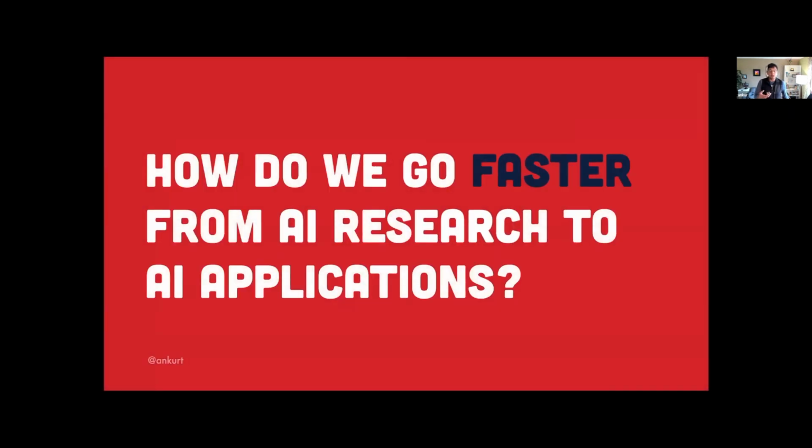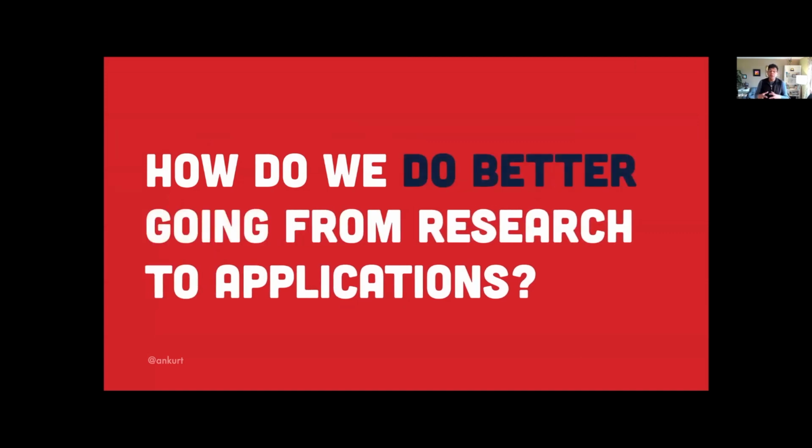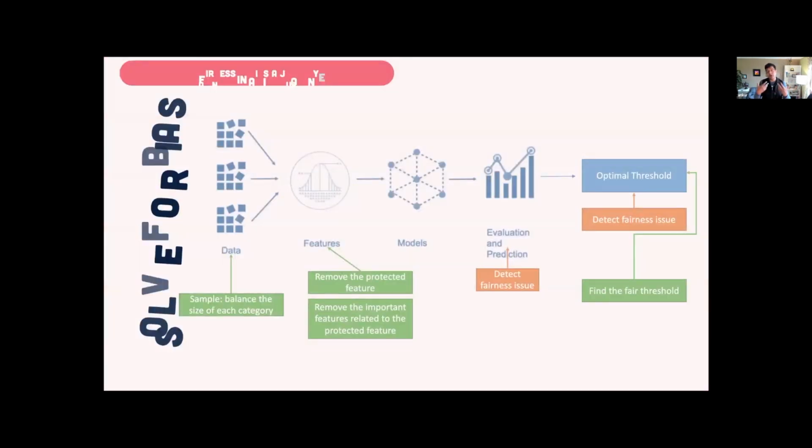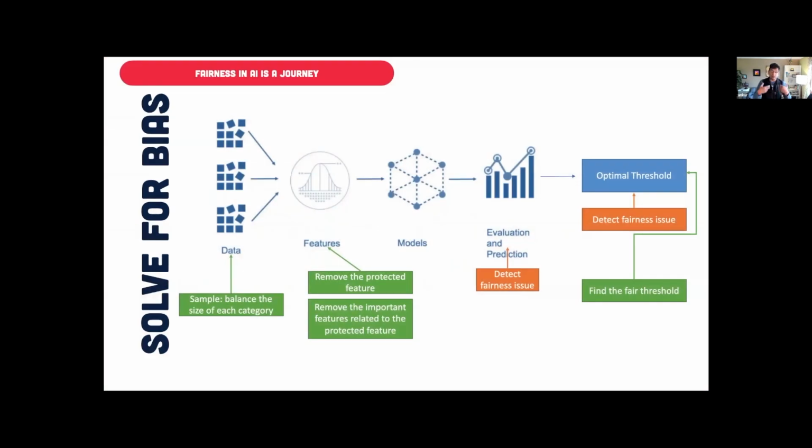Perhaps the question we should be asking ourselves is not how do we go faster from AI research to AI applications, but rather how do we do better going from research to AI applications for the industry and for academia together? So towards that goal, I'm now embarking on this journey for the last few years and still continuing the work on every aspect of the AI machine learning pipeline and trying to explore ways where unbiased features can be found, fairness can be implemented as an algorithmic tool, etc.